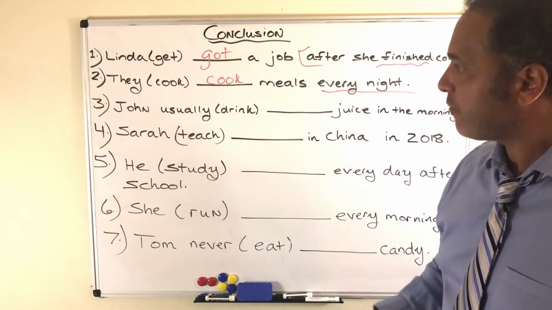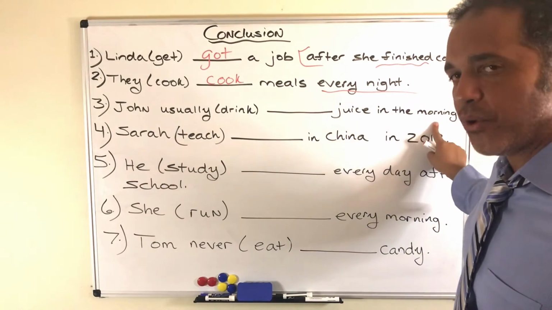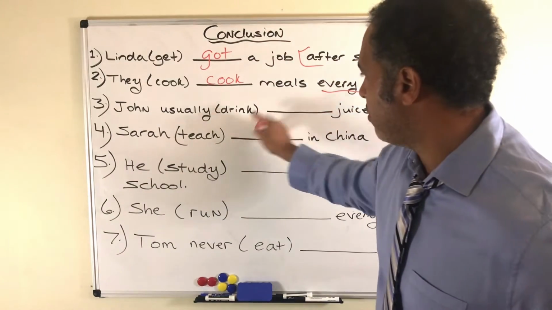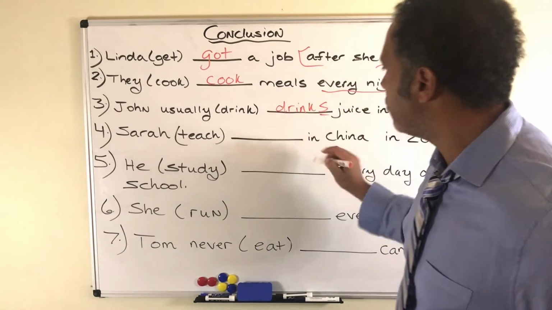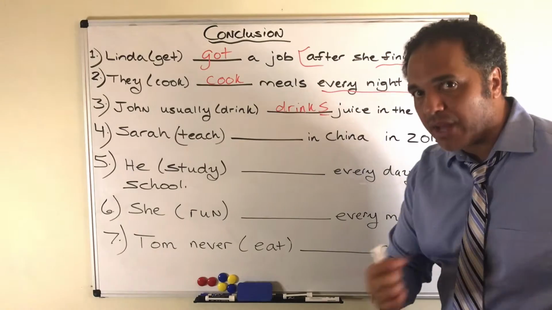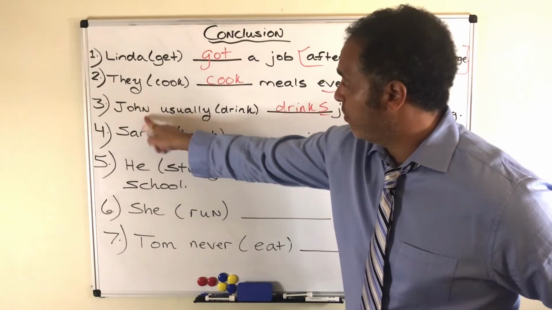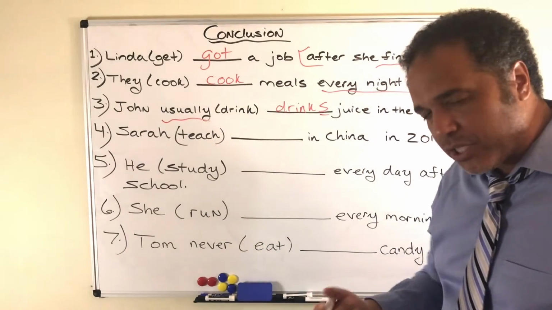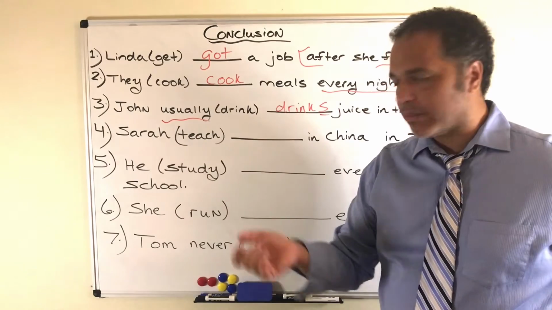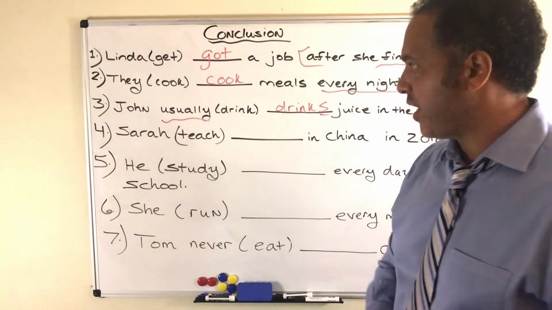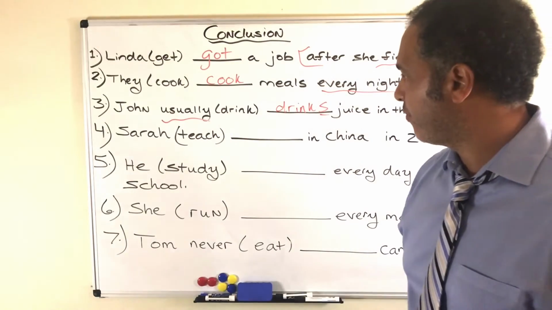Number 3. John usually blank juice in the morning. For this one here, should also be present tense, but now I need to put an S. We have to make sure that that verb is singular because John. Remember, usually when we use adverbs of frequency, like usually, sometimes, always, never. Most of the time it's going to be a present tense verb.